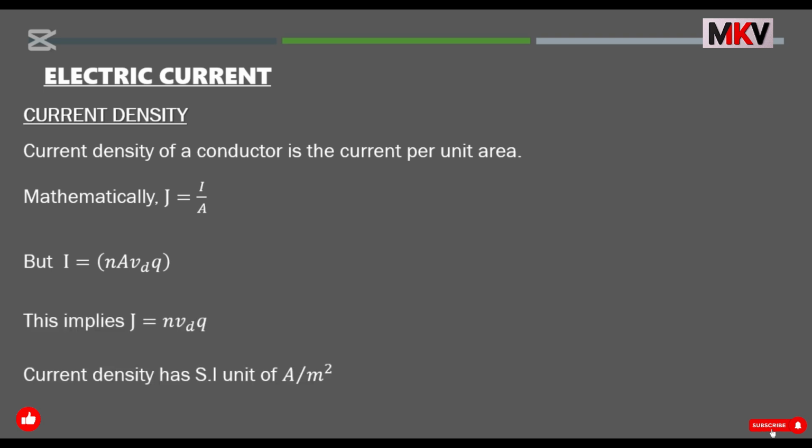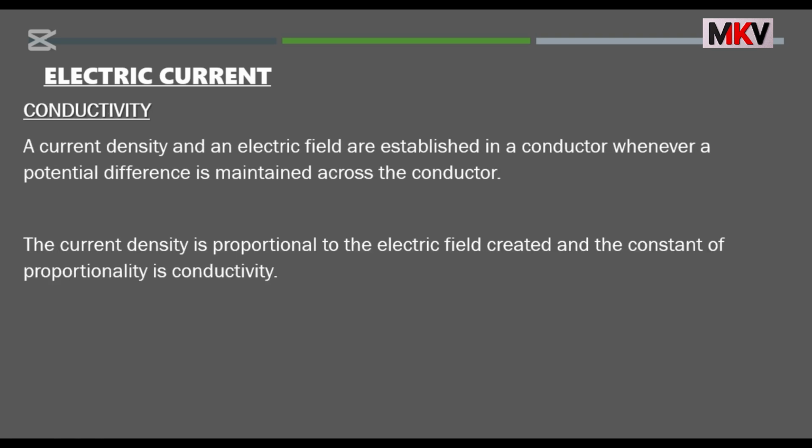But we know I to be equal to N times A times Vd times Q. So after substituting I into this equation, we have J equal to N times Vd times Q. And the SI unit for current density is ampere per meter squared.